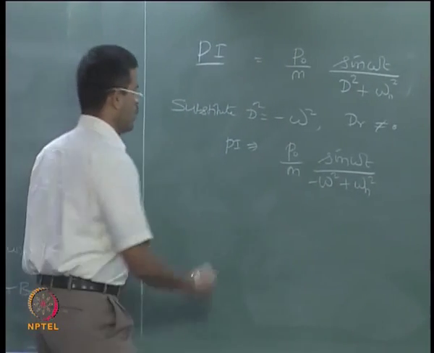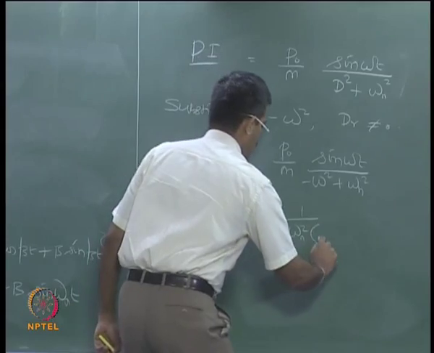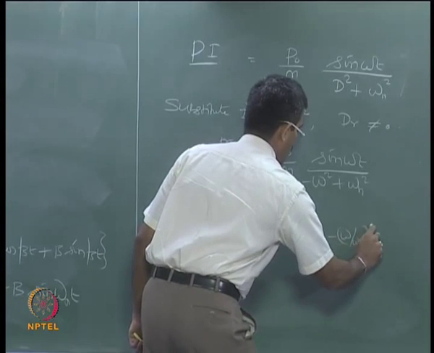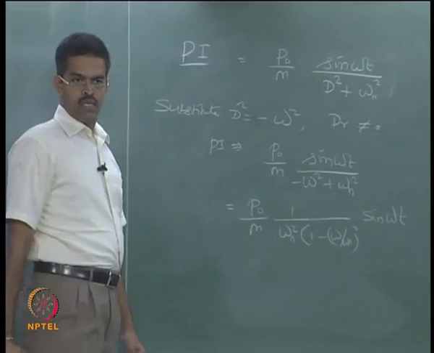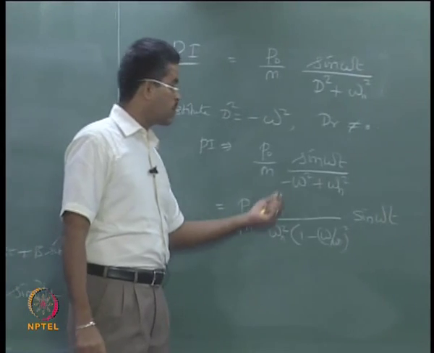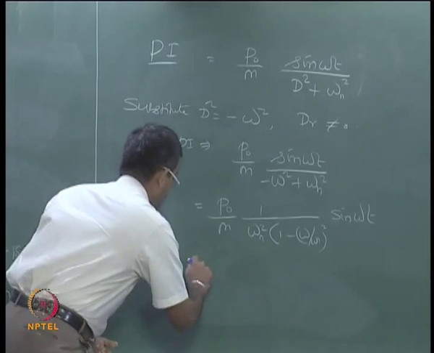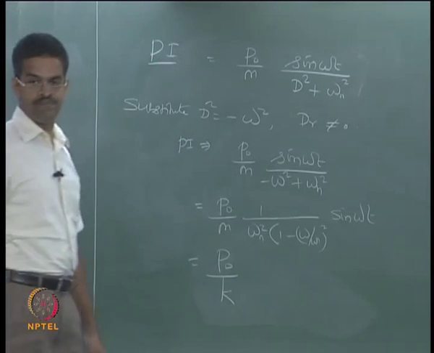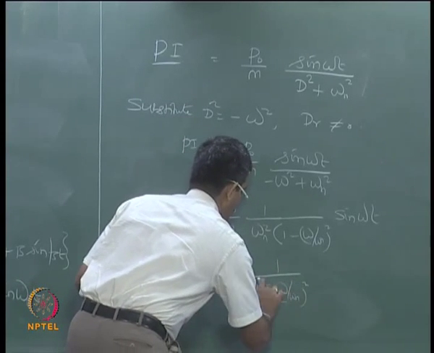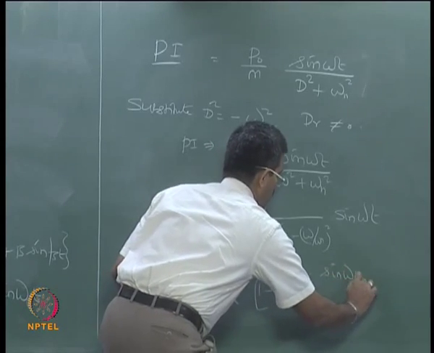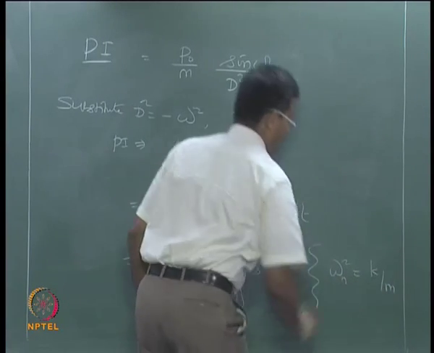I can take out omega n. So P0 by m, 1 by omega n square, 1 minus omega by omega n the whole square, of sin omega t. There is a reason why I am taking omega n out instead of omega, because omega n square is represented as k by m and will get cancelled. I will ultimately get this as P0 by k, 1 by 1 minus omega by omega n the whole square, of sin omega t, where omega n square is k by m.